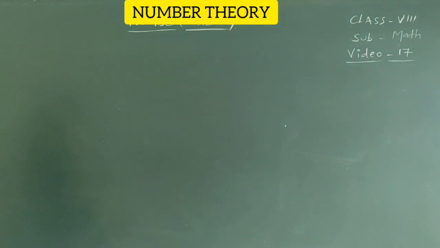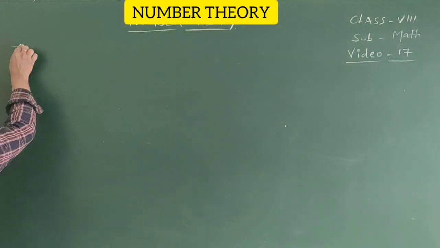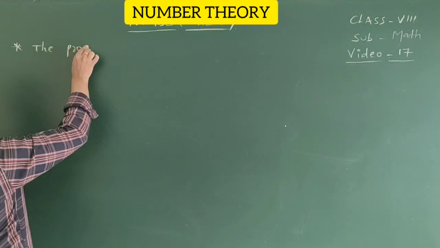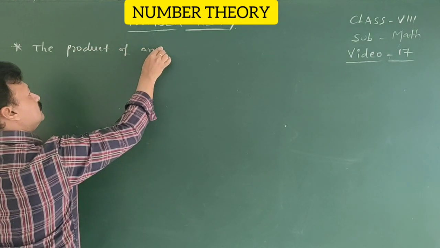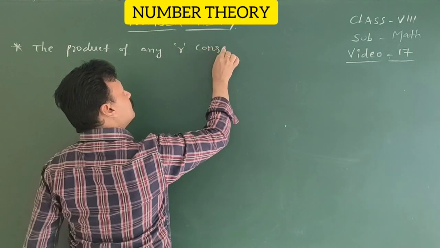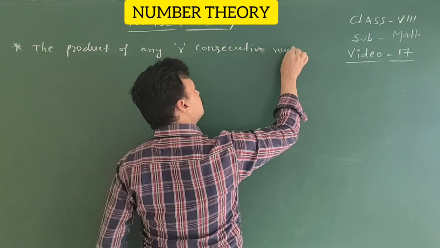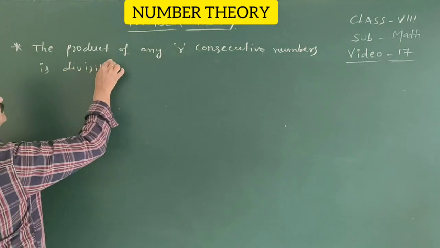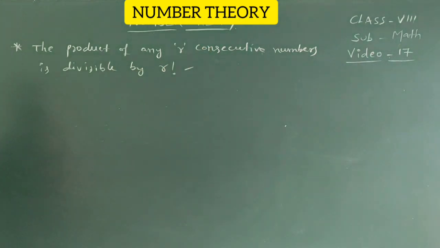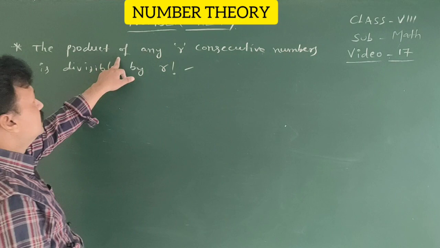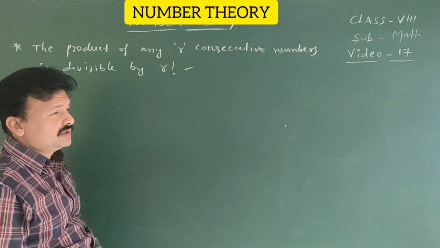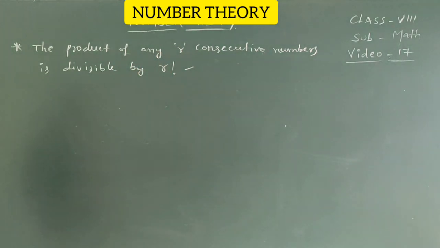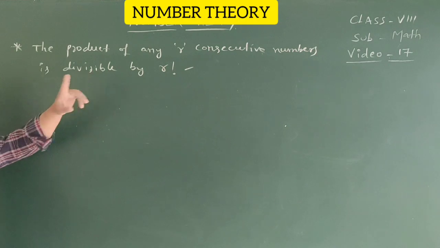Small concept. The product of any r consecutive numbers is divisible by r factorial. Already I said at the time of formulas. The product of any three consecutive numbers is divisible by 3 factorial. Any two consecutive numbers are divisible by 2 factorial. Any four consecutive numbers are divisible by 4 factorial. Any five consecutive numbers are divisible by 5 factorial.